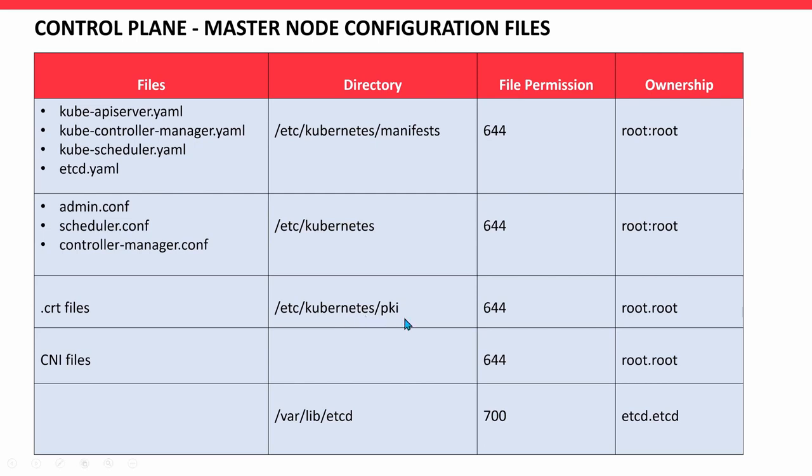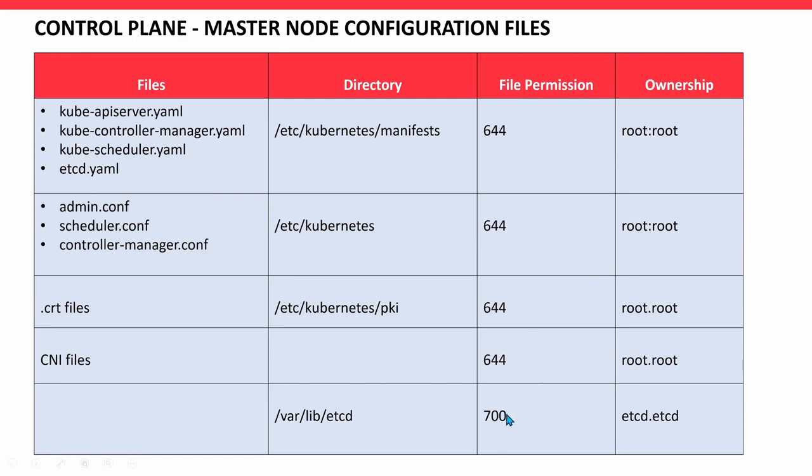The PKI files should have 644. CNI files should have 644. Then the etcd folder under var lib should have 700 with the ownership etcd. Permission 644 means that the owner of the file has read and write access. Other group members and other users will have only read access. That's the concept of 644.